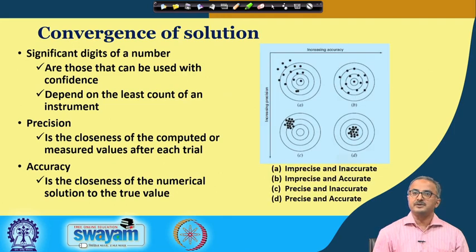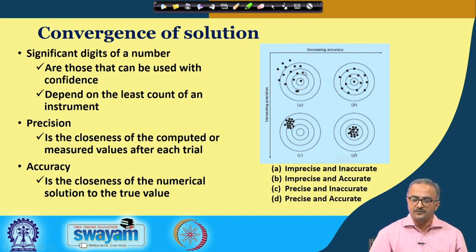And let us see this with this particular diagram. Here we have shown those games we play, where we have to hit some target with a rifle or pistol. So, let us assume that the center of this target, the bullseye as we call it, is where you want to hit. Okay. Now, we have shown you 4 cases.